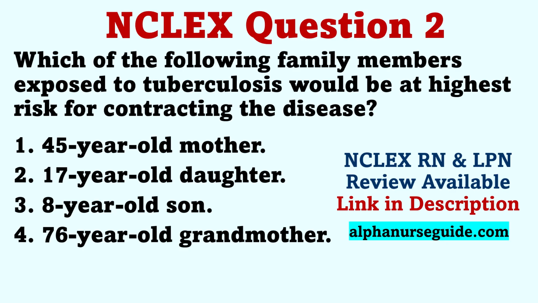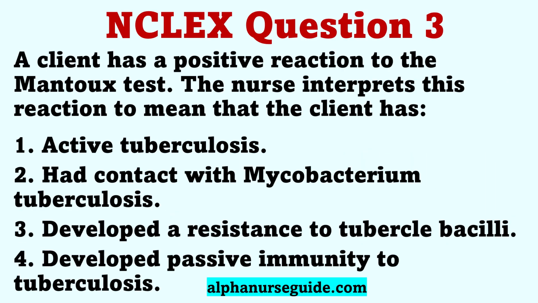A client has a positive reaction to the Mantoux test. The nurse interprets this reaction to mean that the client has 1. Active tuberculosis. 2. Had contact with Mycobacterium tuberculosis. 3. Developed a resistance to tubercle bacilli. 4. Developed passive immunity to tuberculosis.